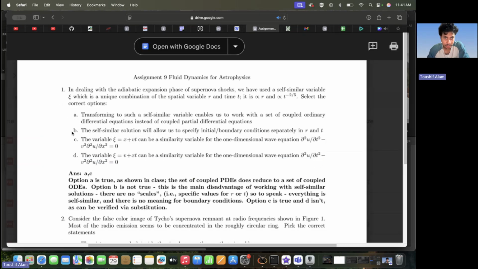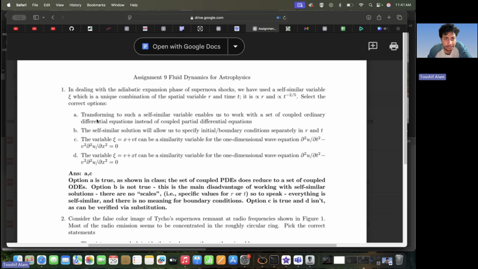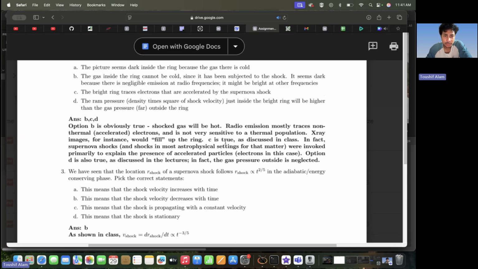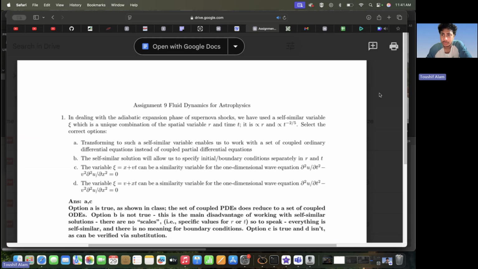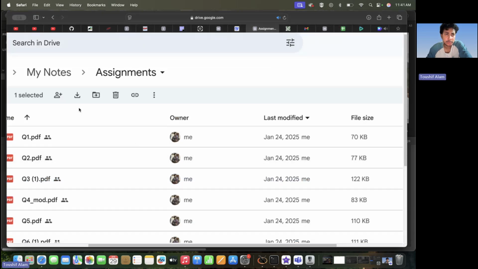In dealing with the self-similar expansion phase of supernova shocks, you use a self-similar variable zeta, which is a unique combination of the spatial variable r and time t, proportional to r t to the power minus 2 by 5. What are the correct options? Using such a self-similar variable enables us to work with a set of coupled differential equations. We'll come to it next time.